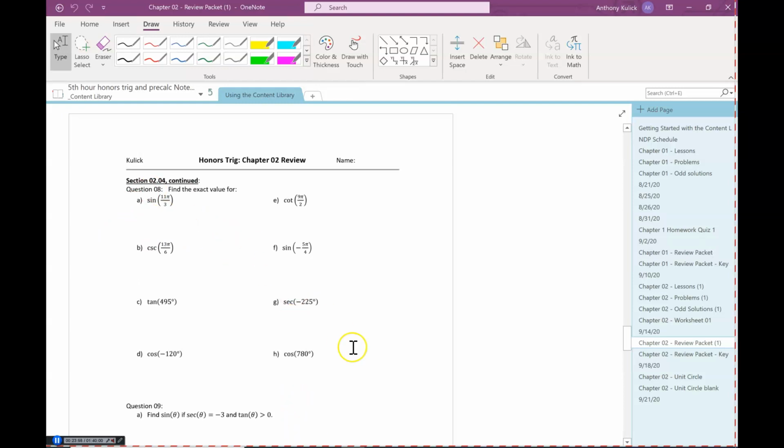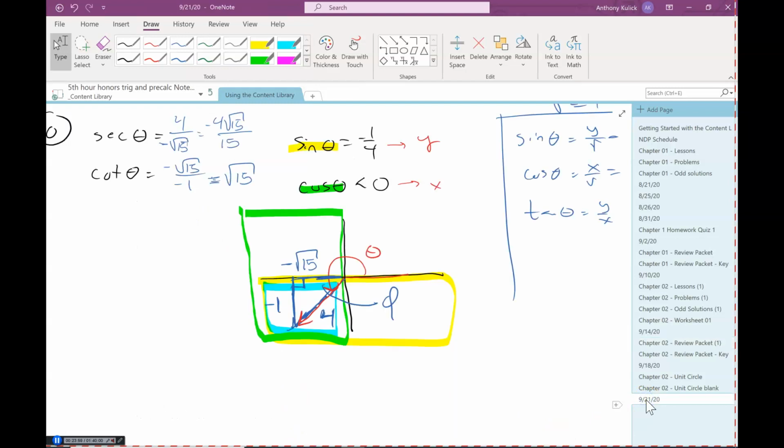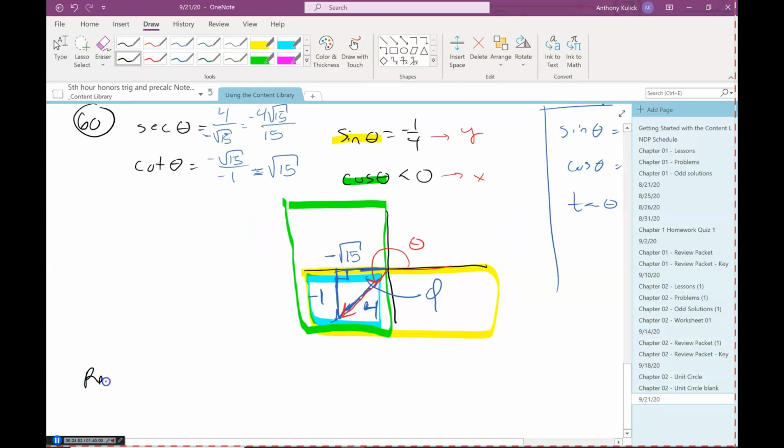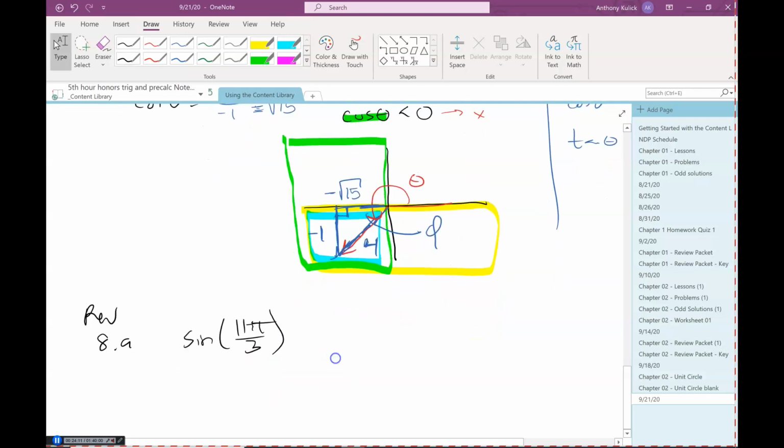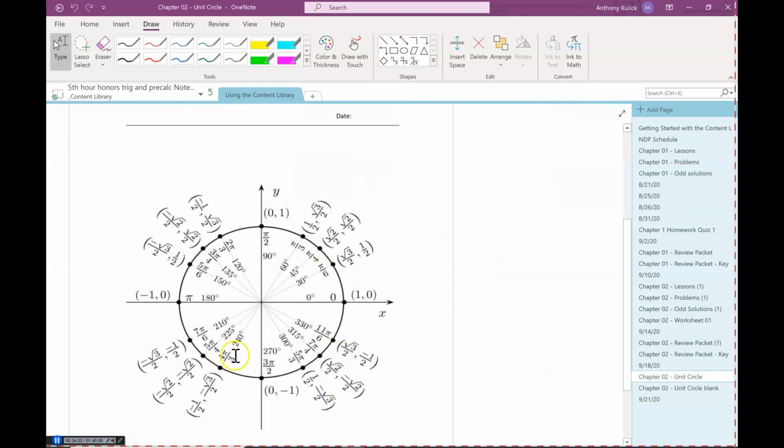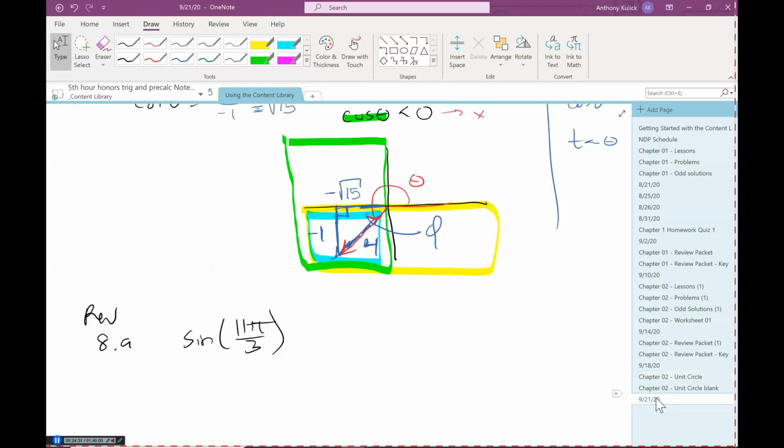Okay, so sine of 11 pi over 3. It says find the exact value of this. To do this, I'm going to use the unit circle. But if I look at the unit circle, I don't have 11 pi over 3 anywhere on here, right? Well, since it's asking me for an exact value, even though 11 pi over 3 isn't on the unit circle, something coterminal to that should be on the unit circle.